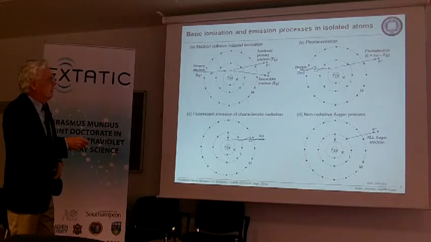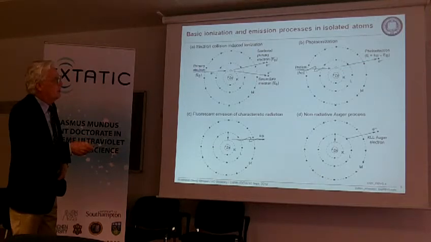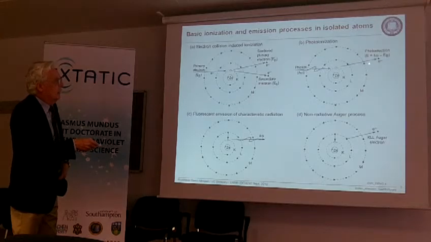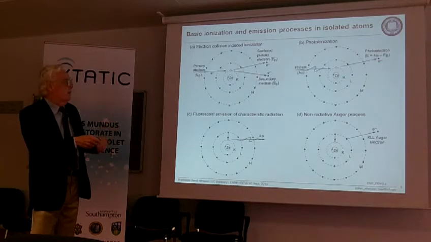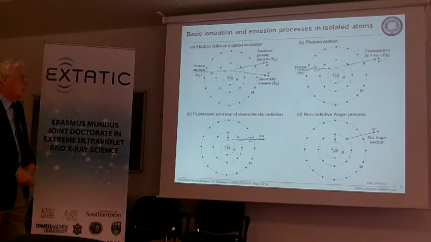Photoionization, same process. In comes a photon, knocks out an electron. This has an energy h bar omega, and from conservation of energy, there's a binding energy to get this electron out of the K shell into the continuum, and the excess energy that you have is given by this simple relation.